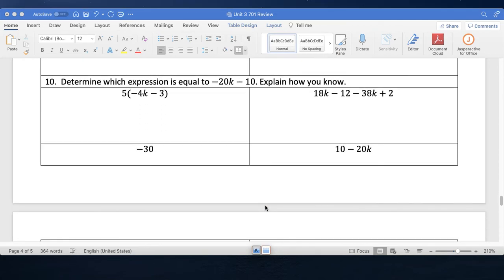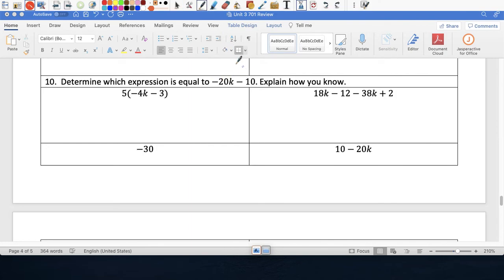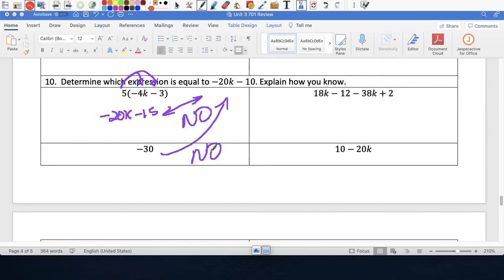Same thing with number 10. Let's see if there's anything the same as this one: negative 20k minus 10. 5 times negative 4k is negative 20k. 5 times negative 3 is negative 15. Is this the same? No. Is negative 30 the same? No. Is this guy the same? This one. Is it the same?